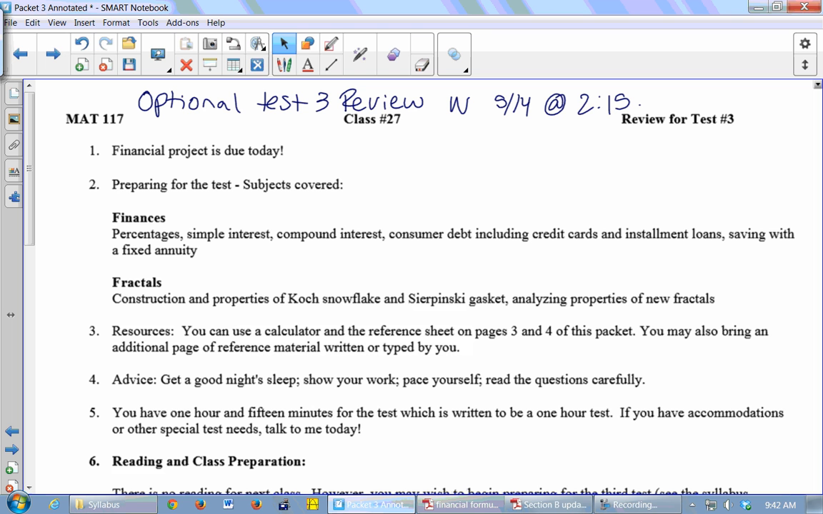And in addition, you can bring one page of reference material that you create, anything you want to put on it, maybe some examples, just things that will jog your memory and help you answer the questions on the test. Anything you want, front and back. It just has to be written or typed by you, right? So no photocopies. You have to actually create it.